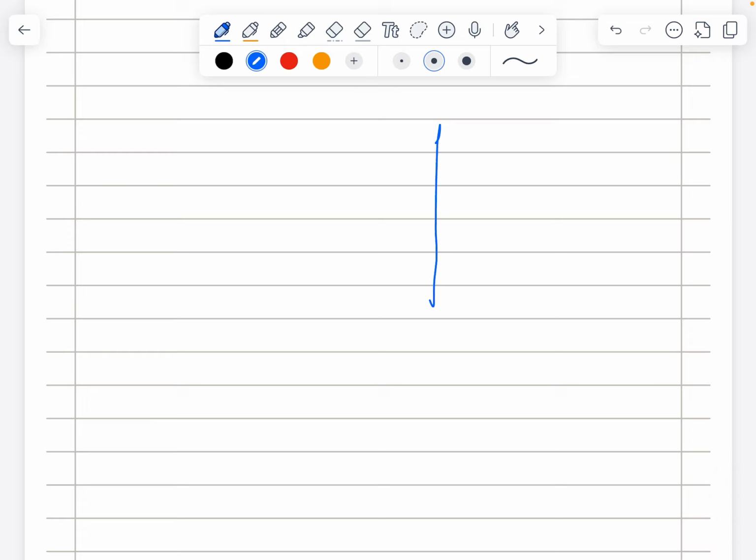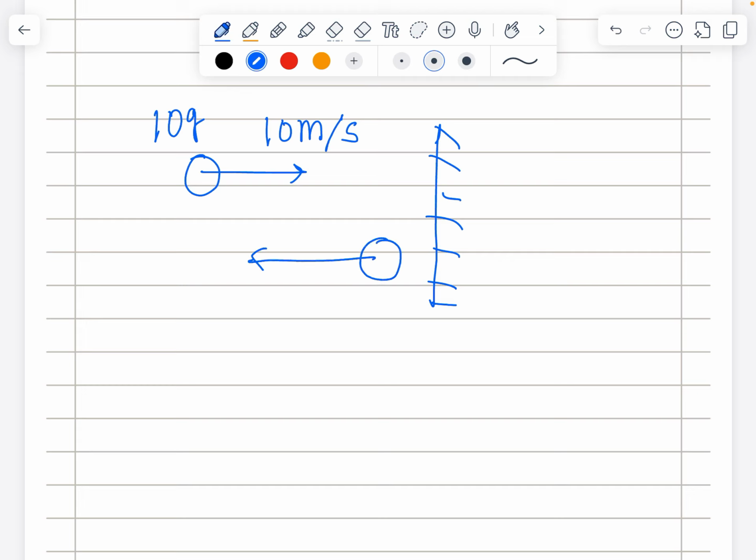Suppose there is a body of 10 gram moving with 10 meter per second. This is a wall, it collides with the wall, and after colliding with the wall, it moves in this direction with 10 meter per second. Mass will remain the same. It is clear. So what will be the final momentum and what will be the initial momentum? If you take this direction positive, then this direction will be negative.